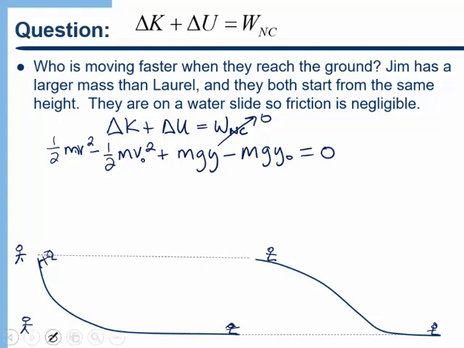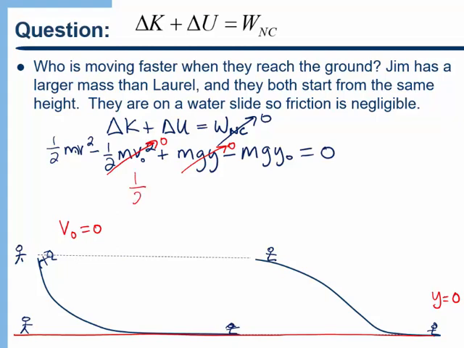The next thing we want to do when we're solving problems like this is see if we can cancel out any of those terms. Well, I'm going to define the bottom to be my y equals 0. And therefore, you'll notice that the final potential energy is equal to 0. The other thing in this problem is that all of our people start with an initial velocity of 0. So there is no initial kinetic energy. And therefore, what I end up with is that 1/2 mv squared is equal to mgy naught.